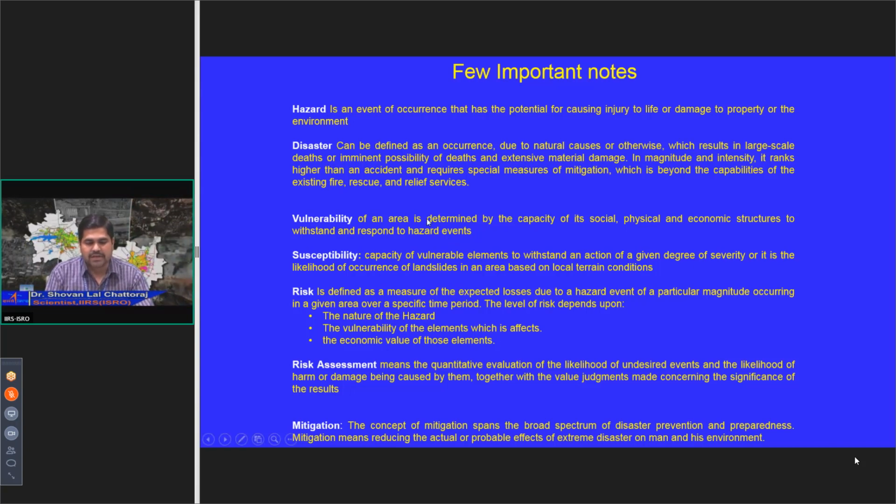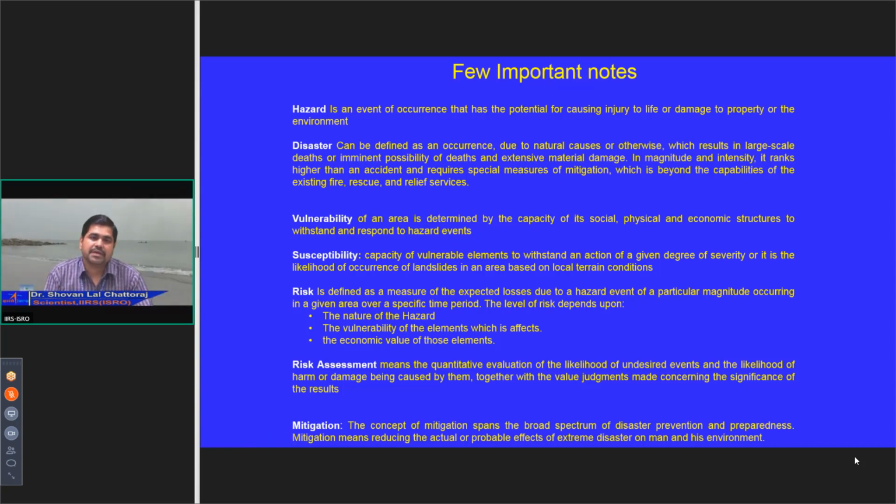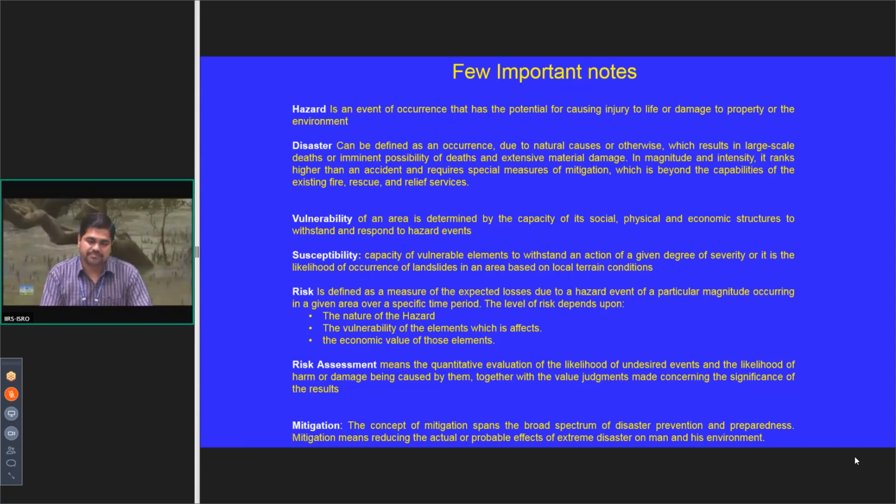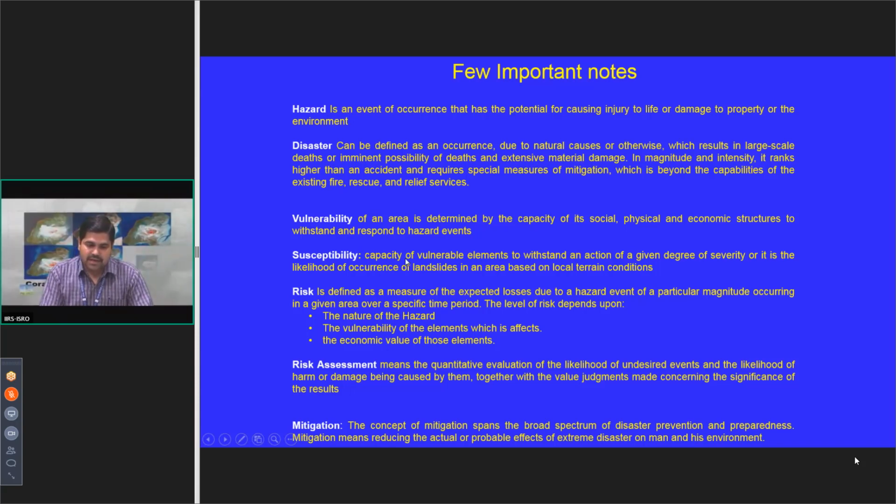By element I mean it can be the total population, the cropland present there, the industries, or the factories present. They are all at stake, and that makes this vulnerability. Next is susceptibility. Susceptibility deals with all the elements which are susceptible, which makes the area susceptible.